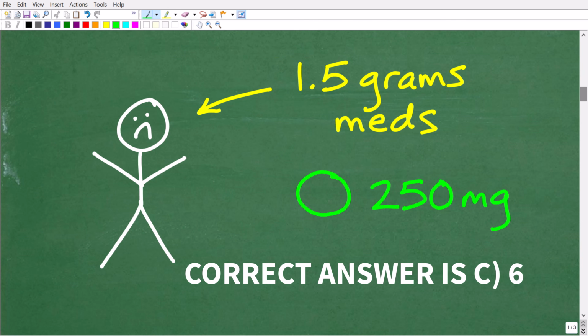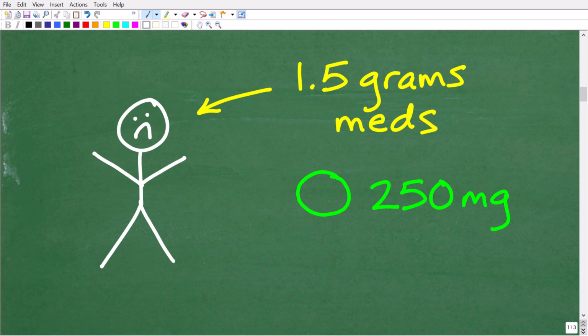Okay, so here's my little illustration of a patient that's not feeling too well. So the doctor says, hey, you need 1.5 grams of this particular medication. Okay, so that's fantastic. And you need to figure out how many of these tablets that are 250 milligrams this patient needs to take.